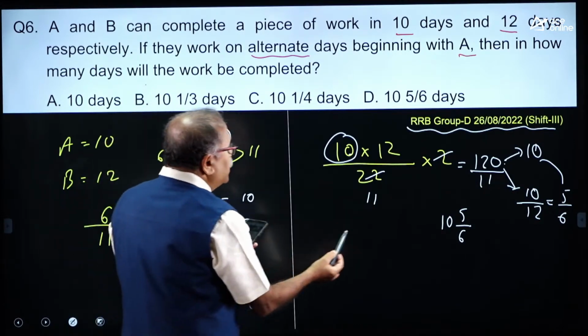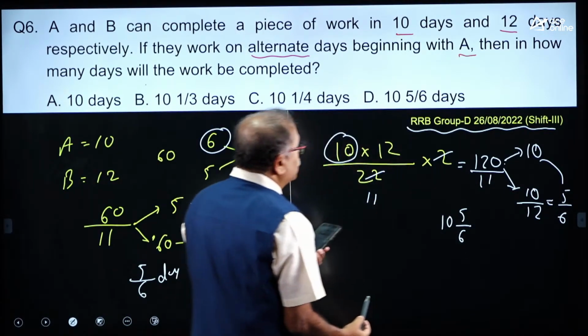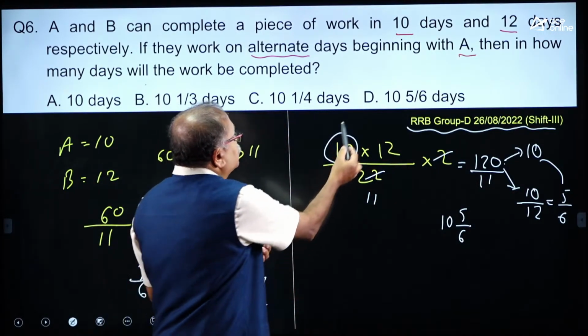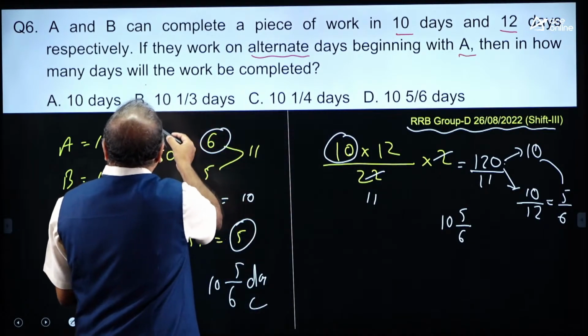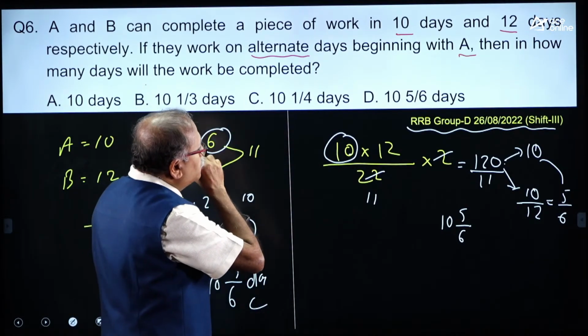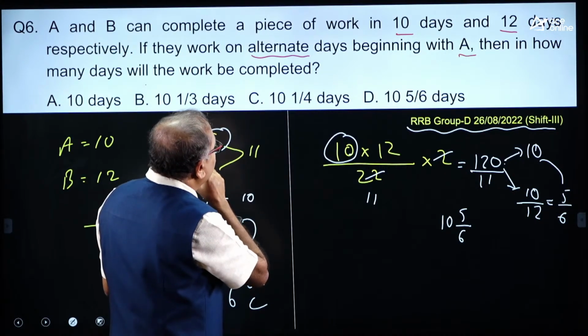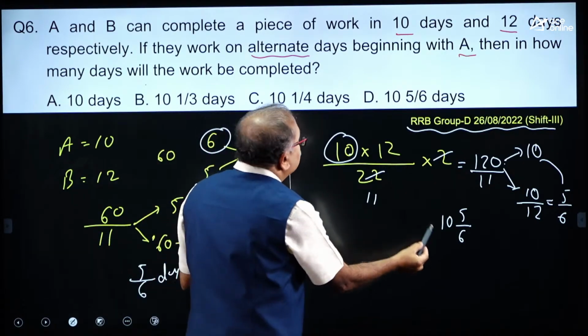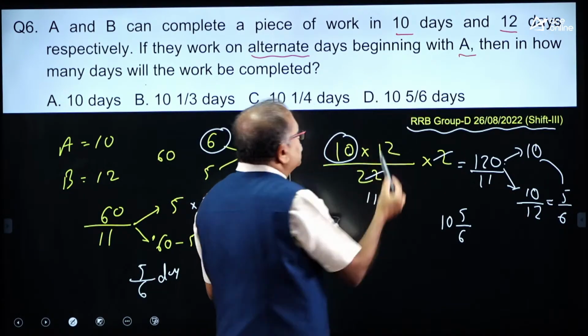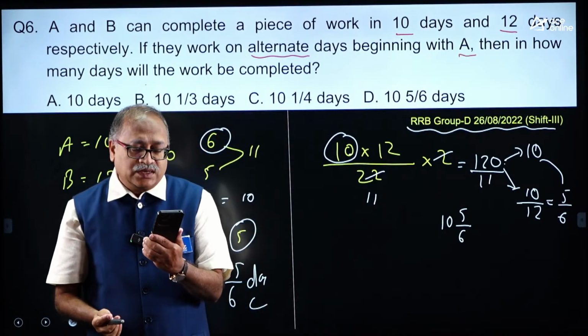So, what should be my answer here? My answer is 10 5 by 6. Will that be 10 5 by 11? Where is that? 10 5 by 6. So, 10 5 by 6 is option choice D.